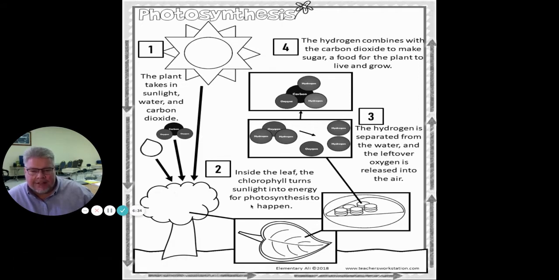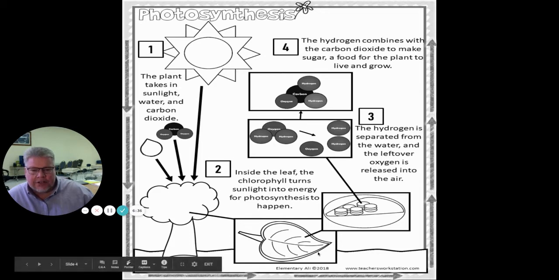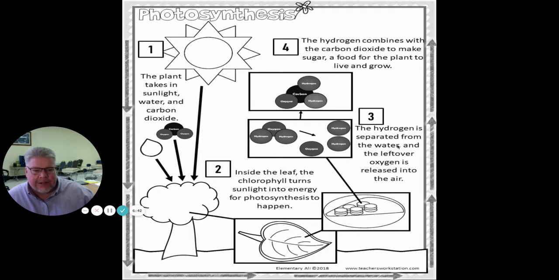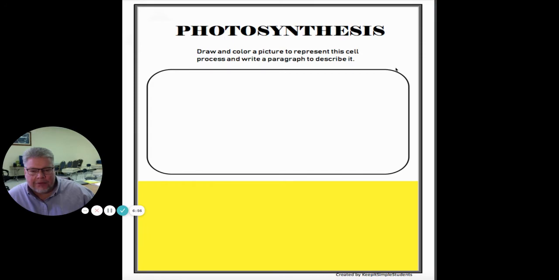Second, inside the leaf, chlorophyll turns sunlight into energy for photosynthesis to happen. Third, hydrogen is separated from the water, leftover oxygen released into the air. Fourth, hydrogen combines with the carbon dioxide to make sugar, a food for the plant to live and grow. So there's a review of photosynthesis.